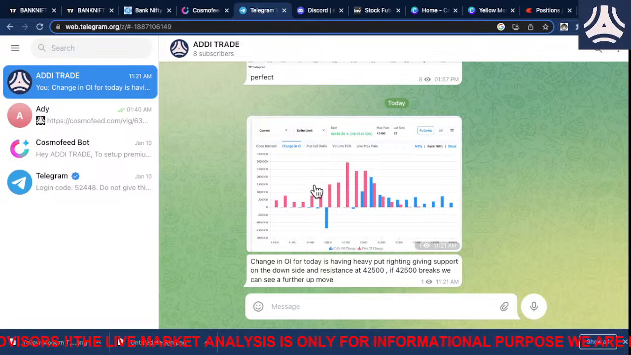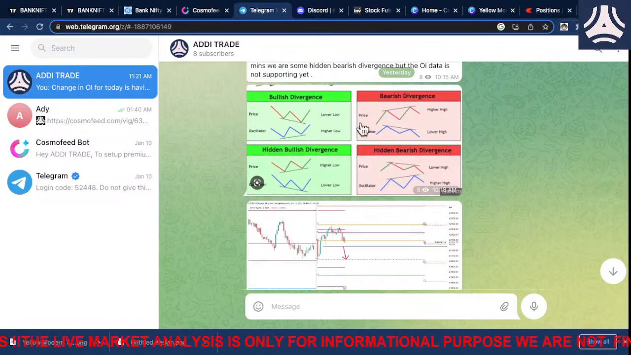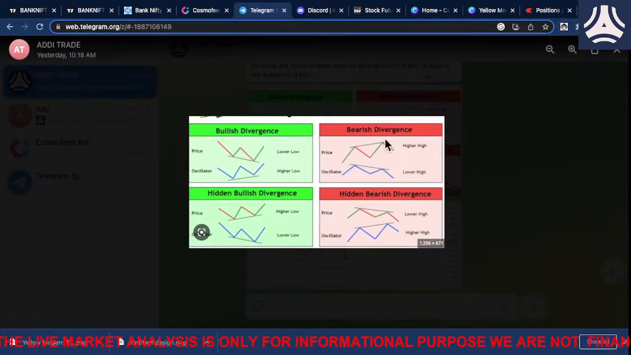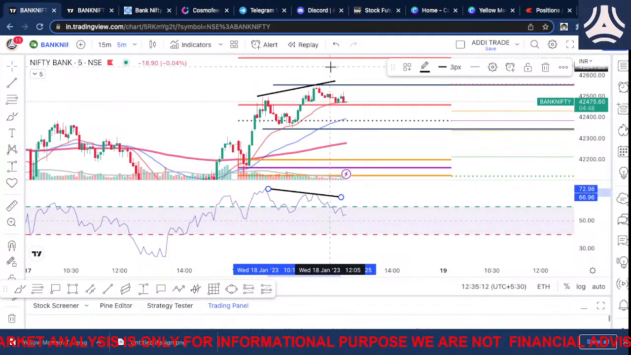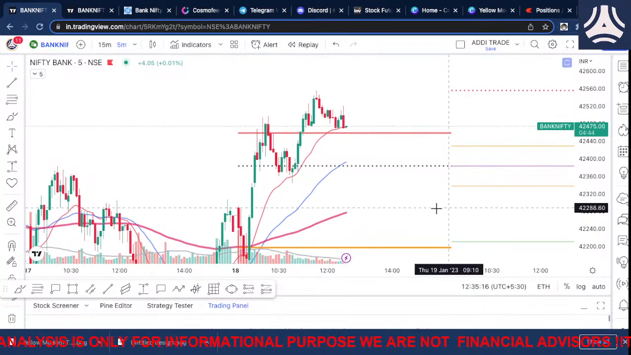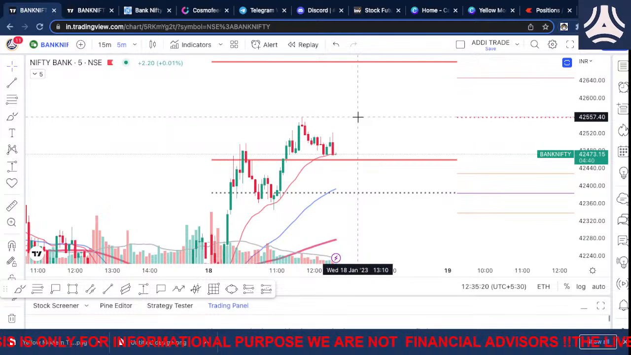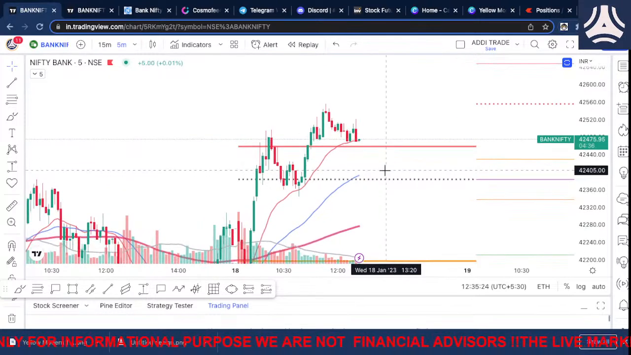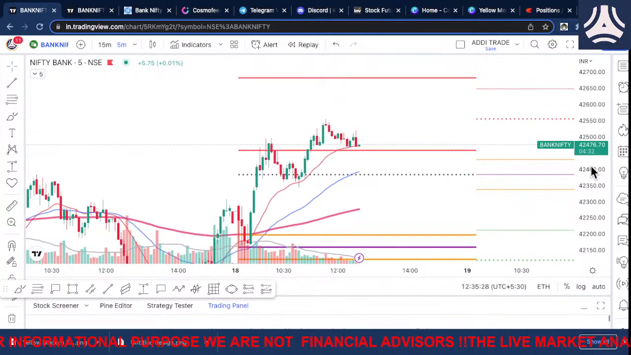And if I had posted this chart in our groups yesterday, this is the bearish divergence that we're talking about. Price making higher high, oscillator making lower low means that could be a bearish divergence and we could get some slip on the downside. So that's the reason we have to be careful. Now for that divergence not to work, this high should be taken out, 42,257. And over here there is some selling pressure on the downside.